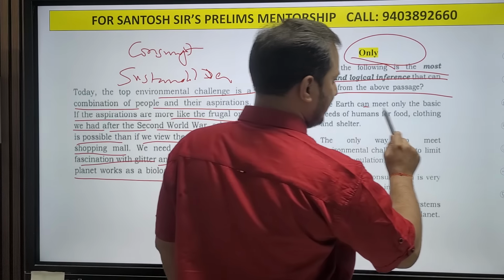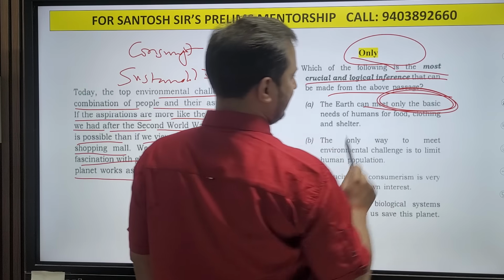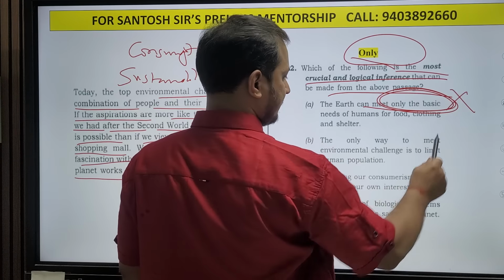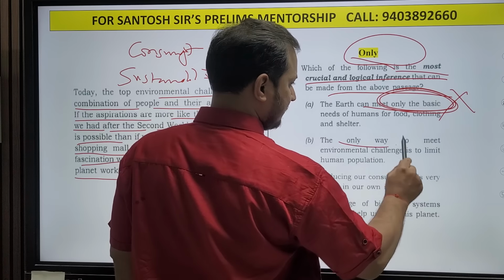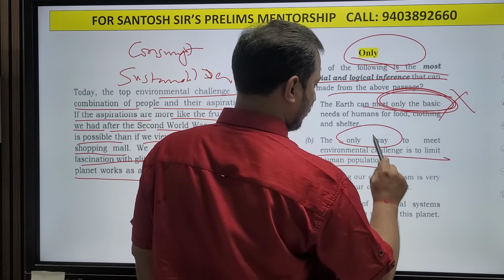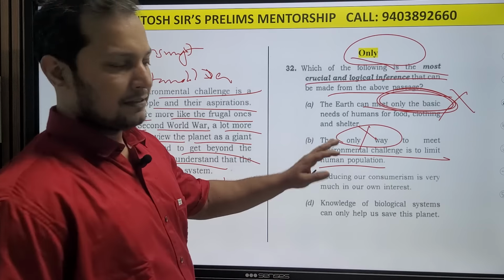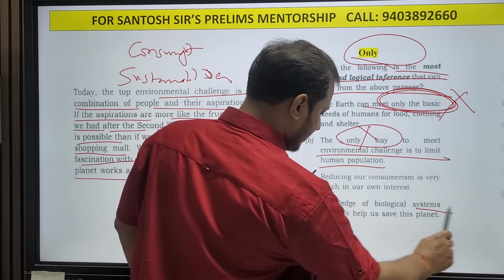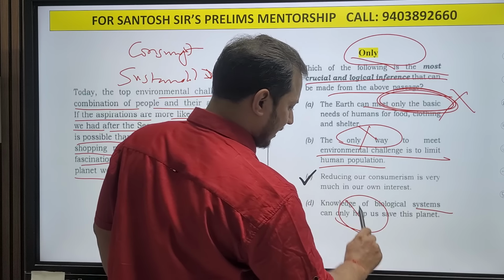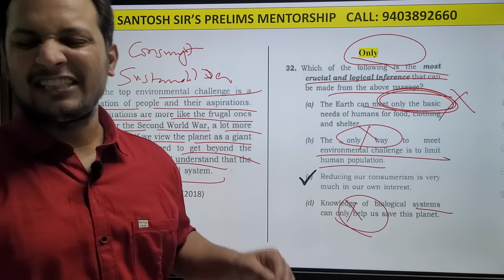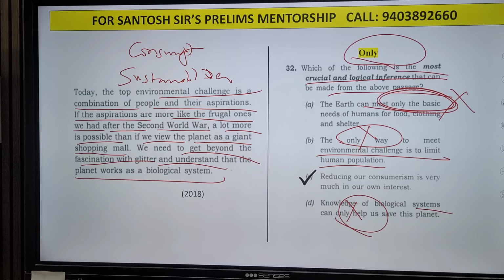The earth can meet only the basic needs. Only. The only way to meet the environmental challenge. The only way. Again, cut. The knowledge of biological systems can only save the planet. Guys, the manner in which they are framing questions, I personally believe they are not testing reading comprehension skill. They are testing elimination skills.